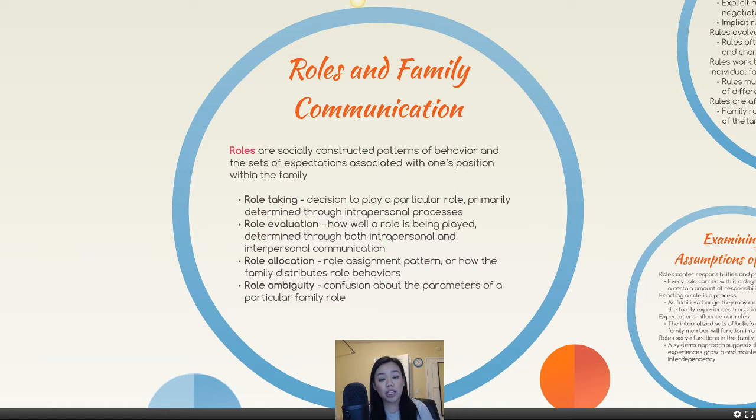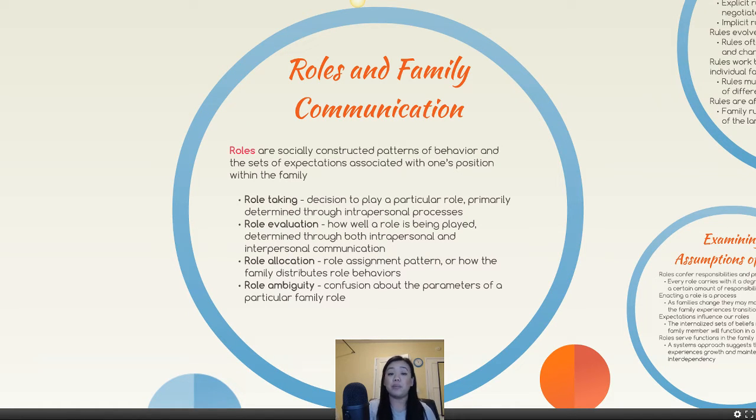Roles are socially constructed patterns of behavior and the sets of expectations associated with one's position in the family. What that means is, if you look at that phrase that says socially constructed, the family and human beings get together and decide what roles each person will play. And so that's an example of social construction, right? That human beings create these roles and then assign these roles to each other.